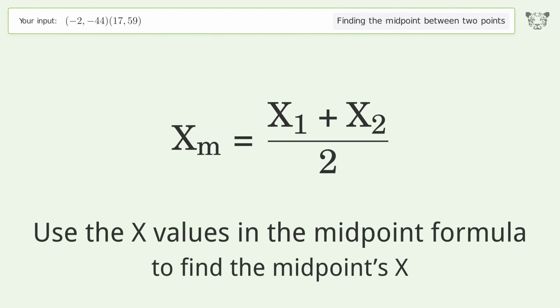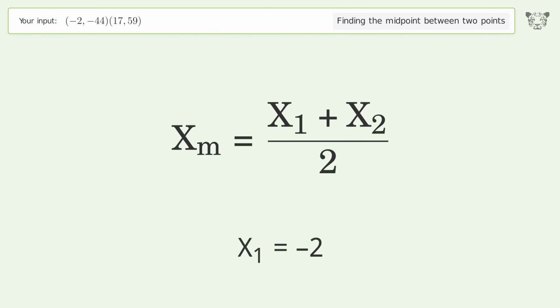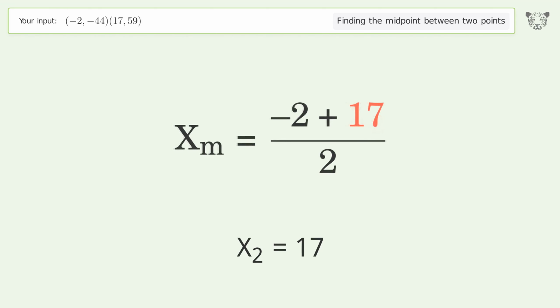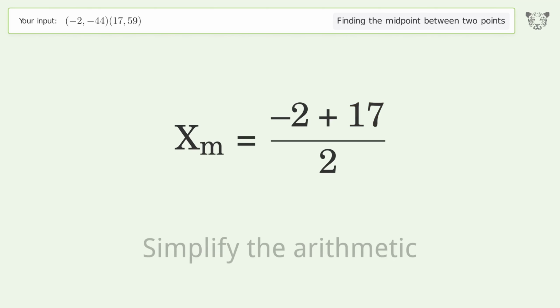Use the x values in the midpoint formula to find the midpoint's x. x1 equals -2. x2 equals 17. Simplify the arithmetic.